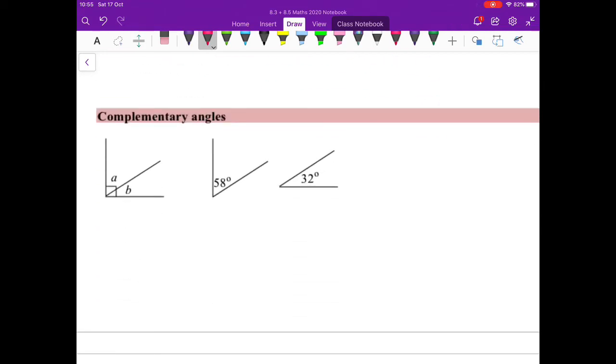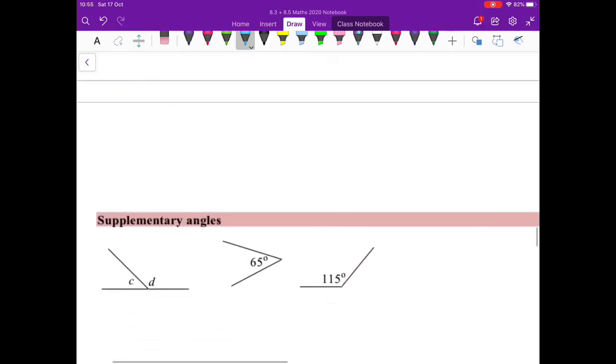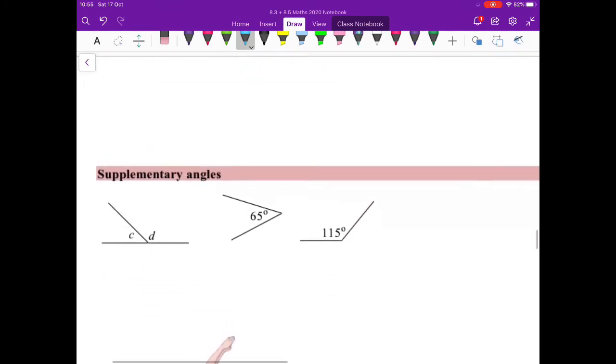Complementary angles. So these angles A and B over here are complementary angles in a right angle. What are complementary angles? Well, if I add that and that, so complementary angles add up to 90 degrees. Then, when we talk about angles in this context, complementary and supplementary angles, we talk about them in the same context. Are they complementary or are they supplementary?